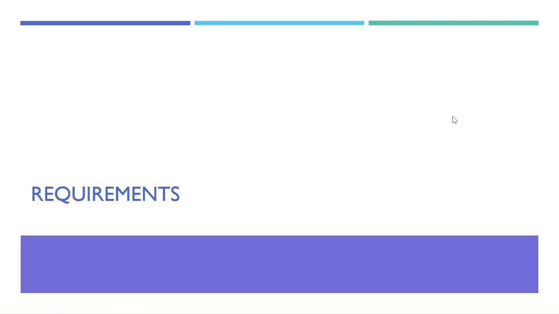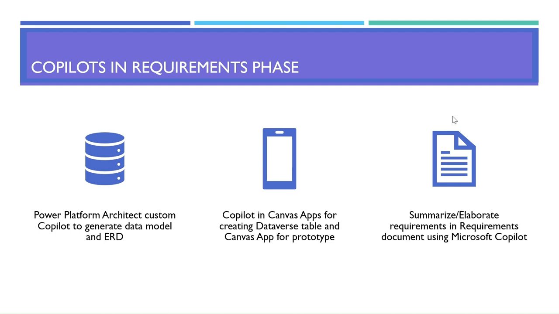So let's start with the requirements phase. In the requirements phase, these are a few tools we can use. We can use a Power Platform Architect. This is a custom copilot which we can use to generate a data model and ERD. I'll be showing it in a bit.